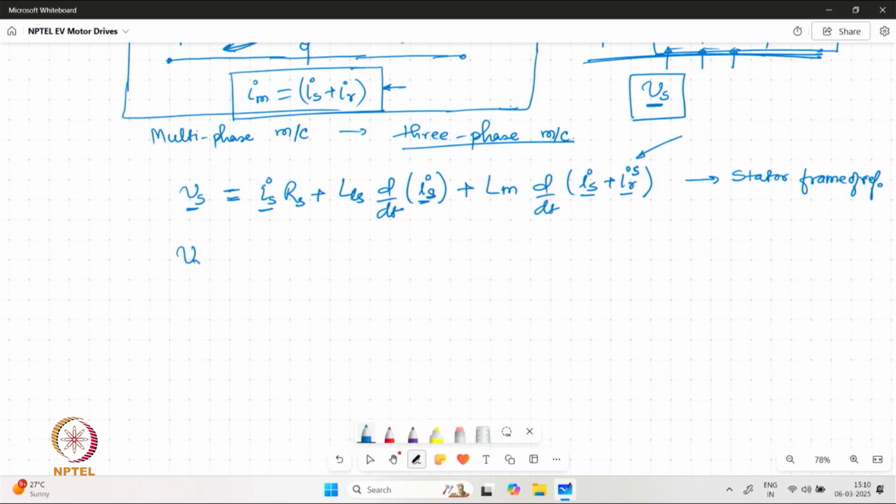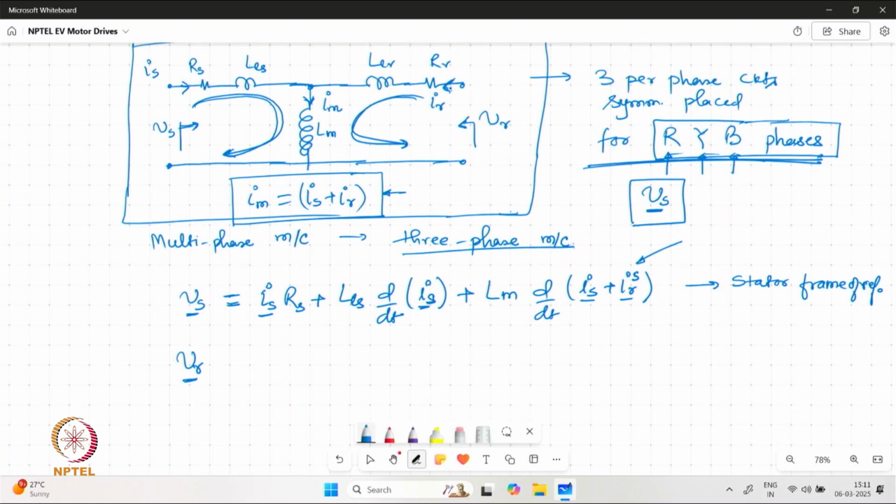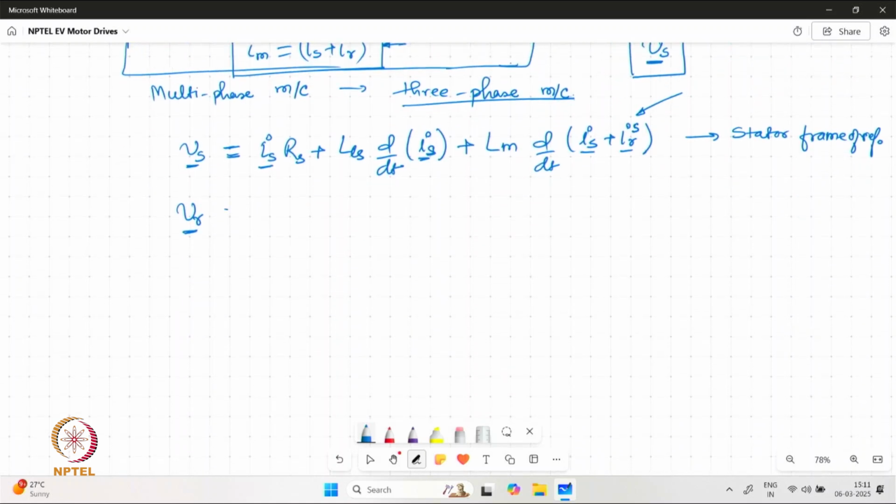Now, similarly, we can have the KVL for the rotor side, where again the current vector IR, voltage vector VR, these are given, and when we are writing the rotor side KVL, we will be writing it in the rotor frame of reference. And once again, because there is a magnetizing branch which consists of both the currents, we are going to have IS vector represented in the correct frame of reference.